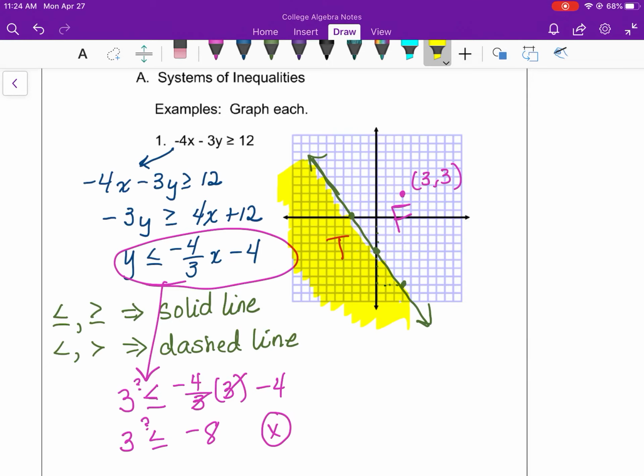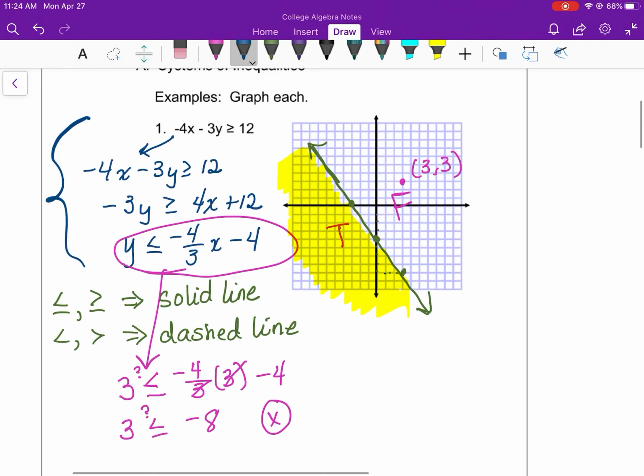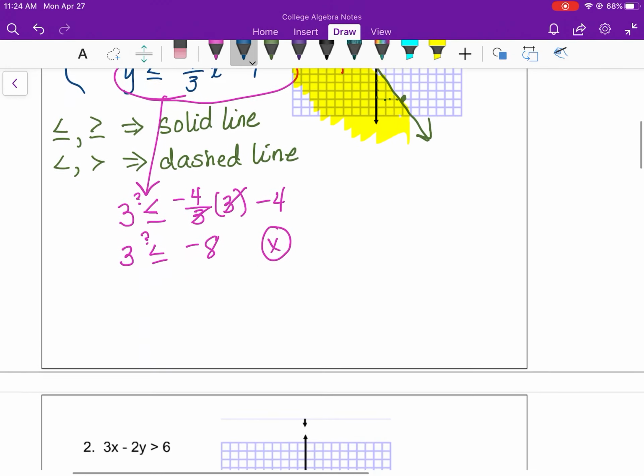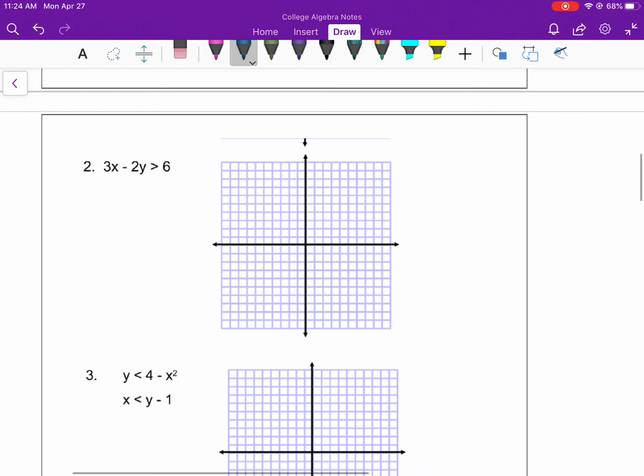So when I grade these, I'm looking for, did you show your work to solve it for y? Have you graphed it correctly? Did you graph it solid or dashed, as you should have? And did you shade above or below? So let's do the next one.